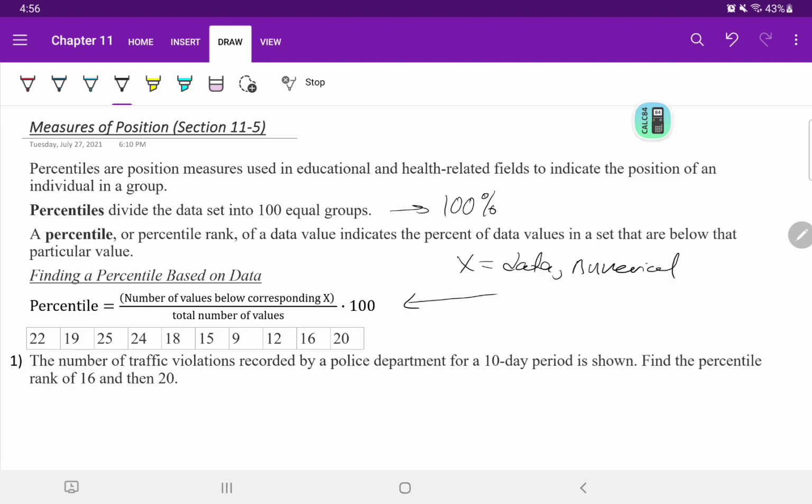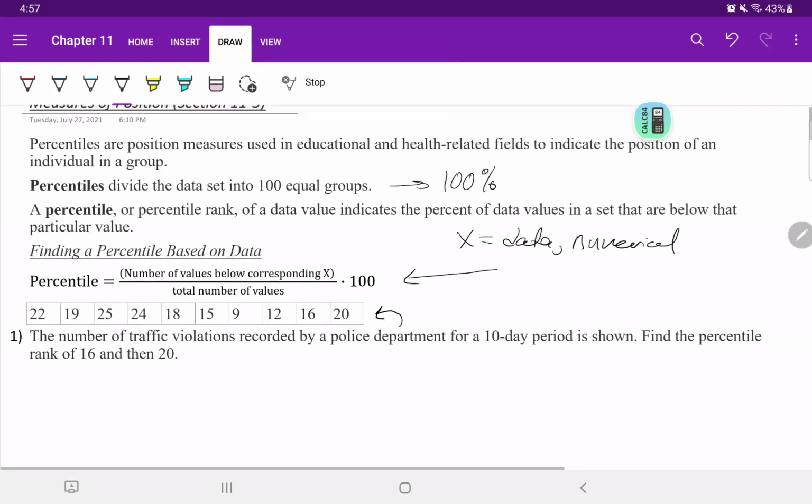So, for number one, we are going to answer the question based on the information above. And then I'm going to explain what each of those represent. It says, the number of traffic violations recorded by a police department for a 10-day period is shown. Find the percentile rank of 16 and then 20.